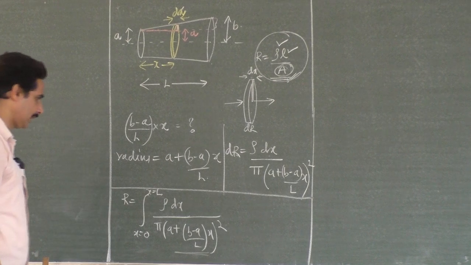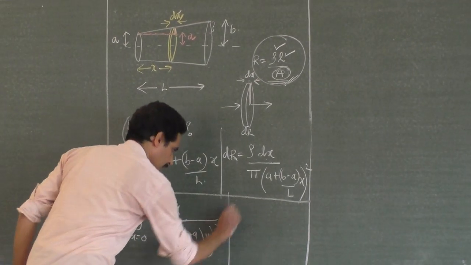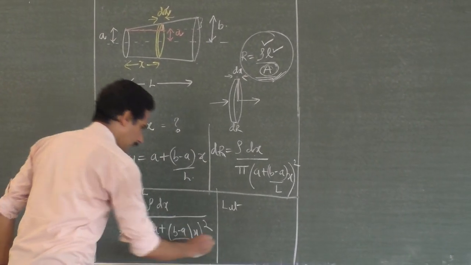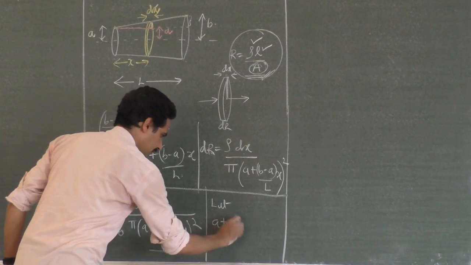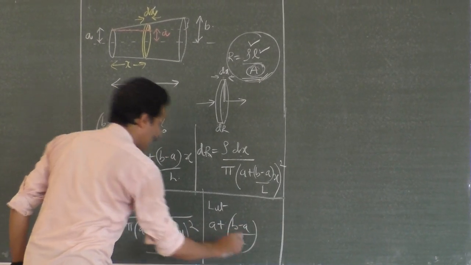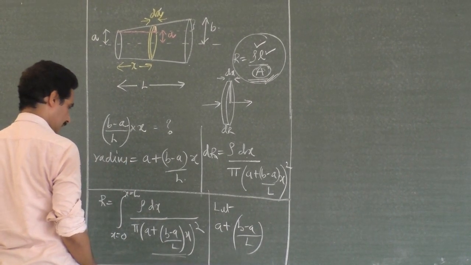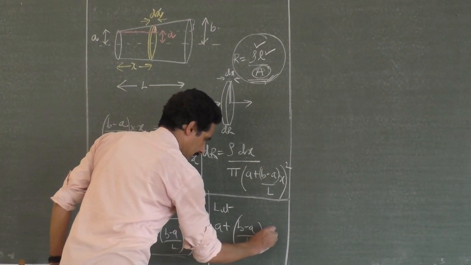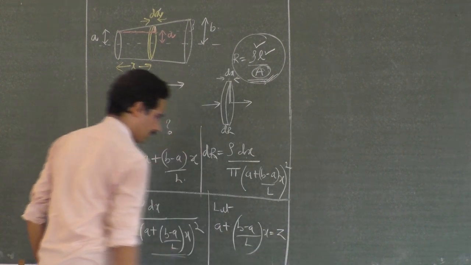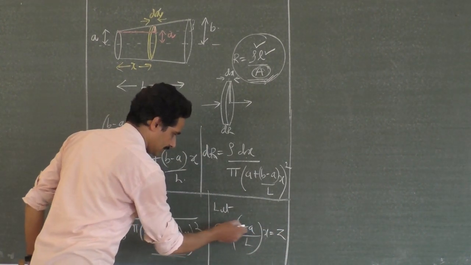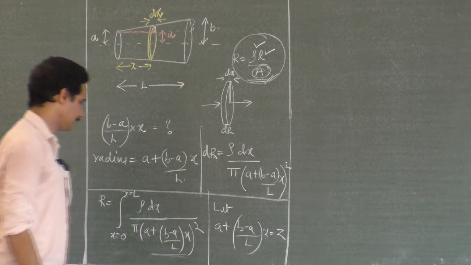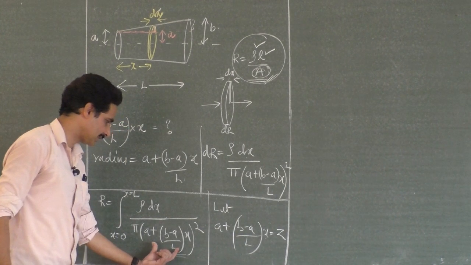So why can't I take a plus b minus a by L into x, the extra length that I have, let it be equal to some z, some variable, because x is the only variable, all the other things are constants. Let it be taken as z. So this becomes pi z square.